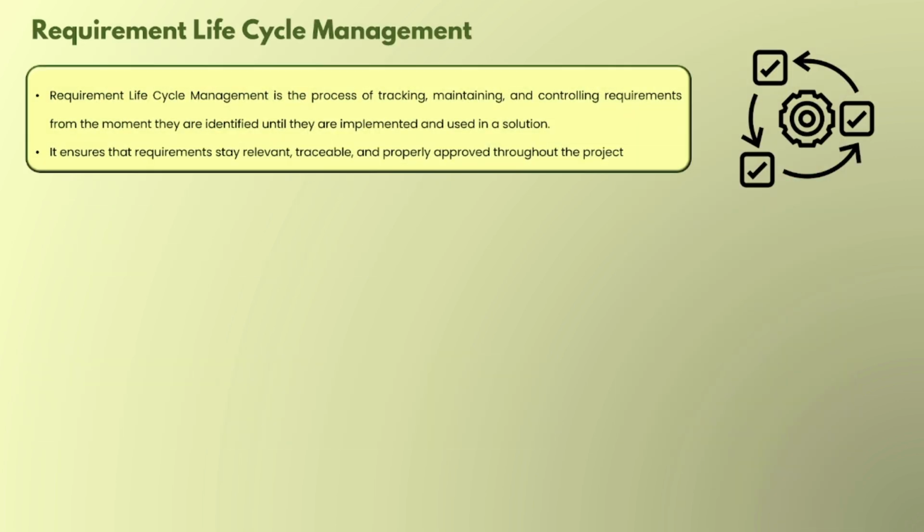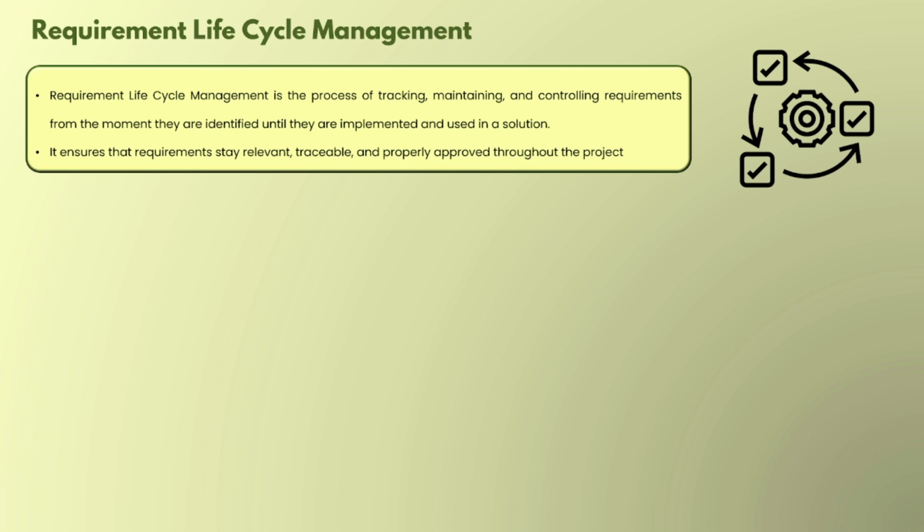Requirement lifecycle management is the process of tracking, monitoring, and controlling requirements from the moment they are identified until they are implemented and used in a solution. In short, once a requirement is identified, we don't just write it down and forget about it. We track it, we update it if required, and guide it all the way until it's part of the final solution. It's like managing the full journey of a requirement from idea to reality.